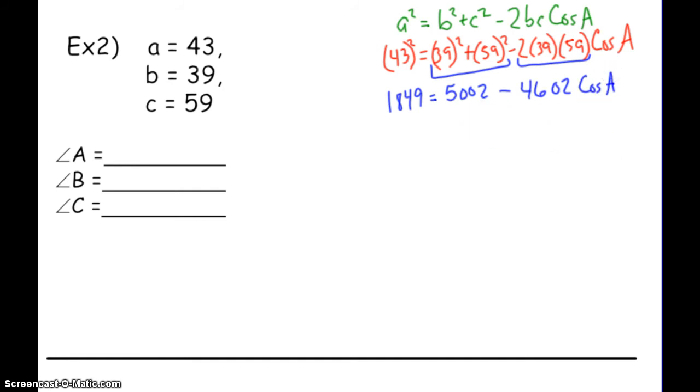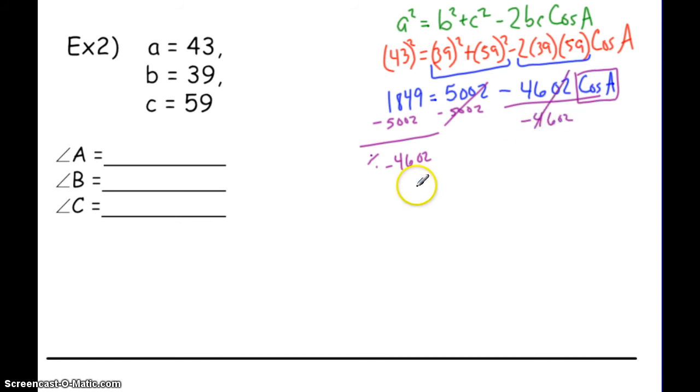And then here's where we have to be a little tricky. Okay? Think of this cosine A as your variable. If I'm going to get that by itself, I need to subtract 5002 and then divide by negative 4602, right, in order to get rid of that. So you're going to have to do a couple steps there in your calculator. I already have that done for myself, and I get 0.685 equals cosine A. Okay, make sure you do all these steps in this order. You're going to have to take a little bit of time to do all these.